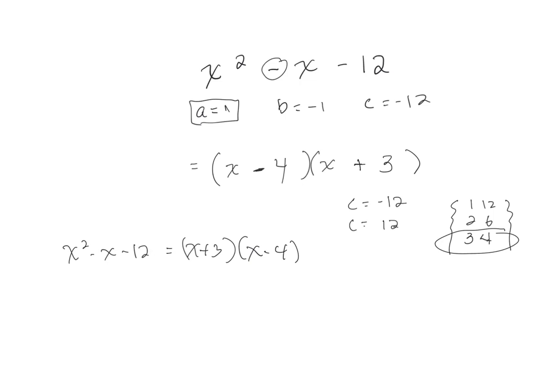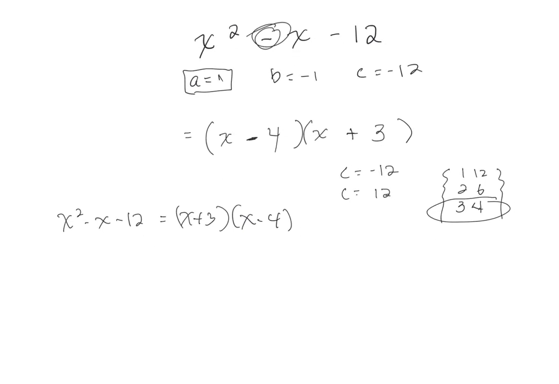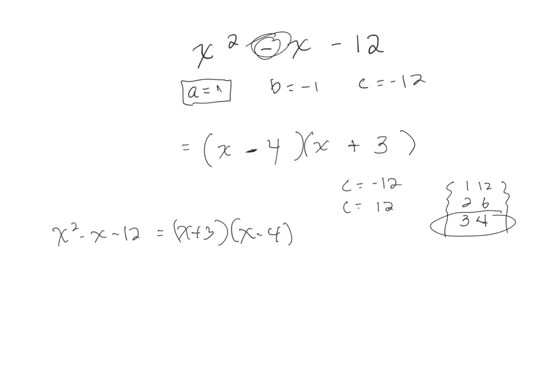Okay? So again, when you have a negative b, that means you're looking for the factors that have a difference of that number, 1, okay? There's another way to think about that, but this is kind of the fastest, easiest way to think about it, especially when you have to do these later in your head. Now, let's go to another problem.